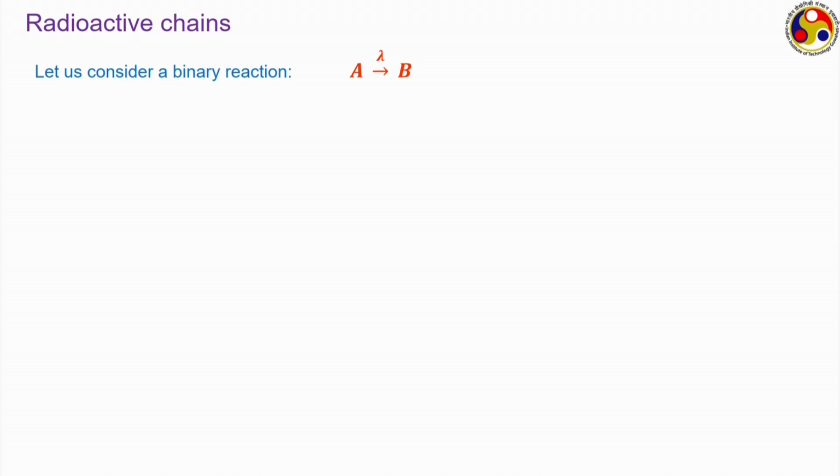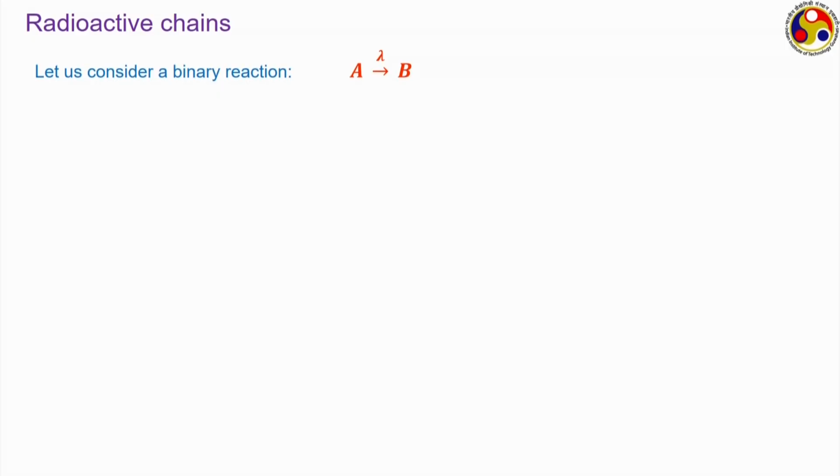Now, we come to the radioactive chains. As I have mentioned, whenever one radioactive isotope undergoes a decay, it produces a daughter. The daughter is very commonly radioactive itself, and accordingly the daughter nucleus can also undergo some kind of reactions. But before we go to such chains, let us just stick to a binary reaction. Here we have a single step reaction where A is the parent nucleus and it undergoes a radioactive decay following a decay constant of lambda and produces an isotope B.